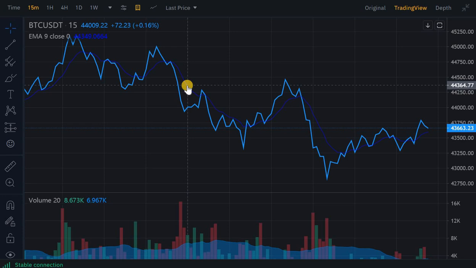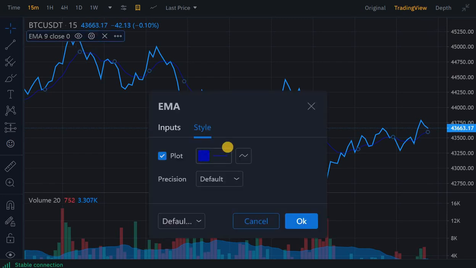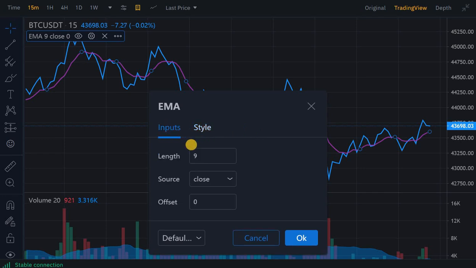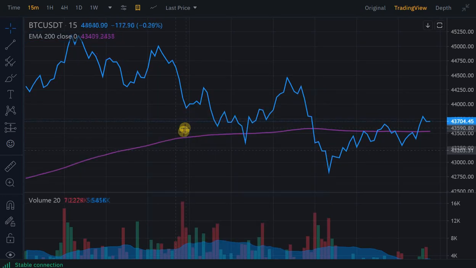Now we would have to configure this moving average to fit perfectly to this strategy. Right here, you click on this. Let's change the style. Let's make this color purple. The next step is to go over to the input section and we are going to change the length from 9 to 200. Right now, we are going to use the 200 exponential moving average. As you can see, this is the 200 exponential moving average.